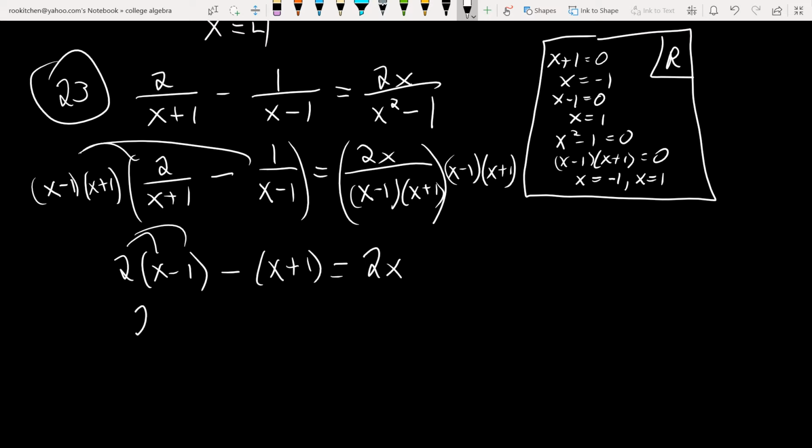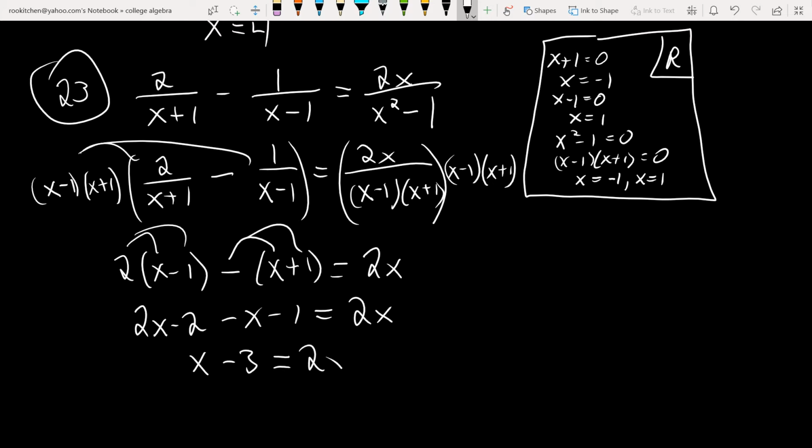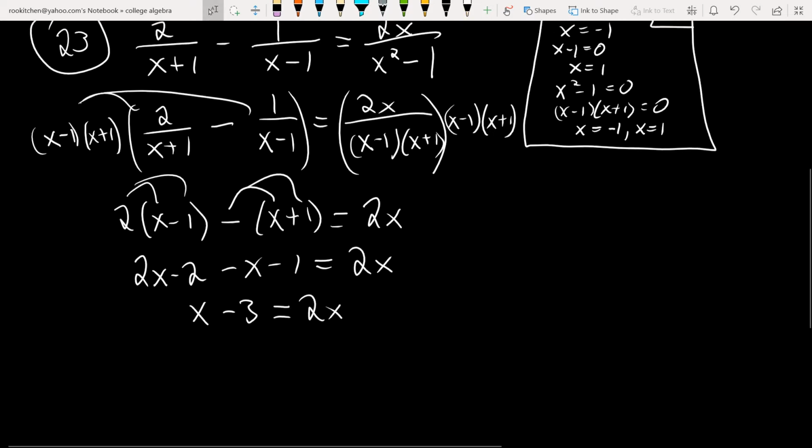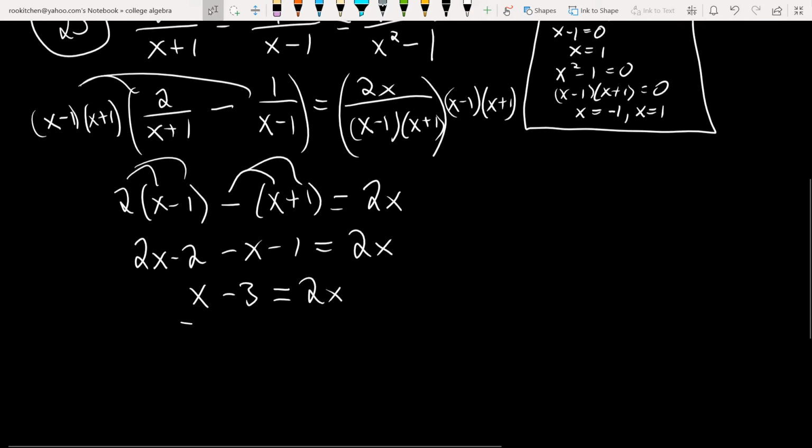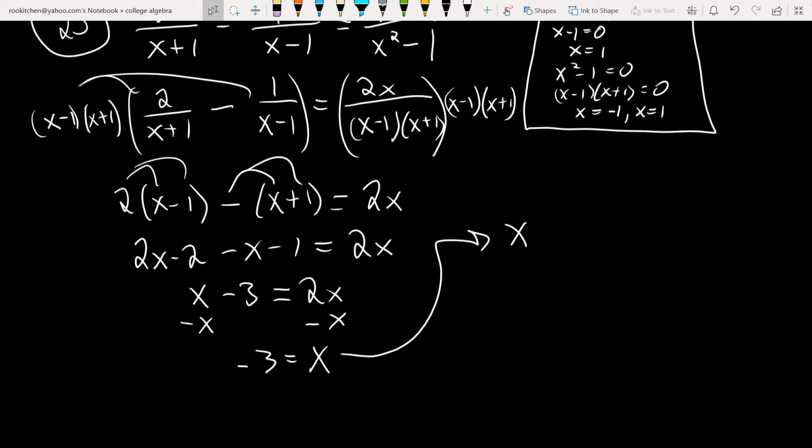Okay, so I need to distribute the 2, and here I need to distribute the negative 1. On the right-hand side is 2x. Combine like terms, 2x minus x is x. Negative 2 minus 1 is negative 3. 2x over here. Move the x, right? Collect all the x's on one side. So you get negative 3 equals, I guess just x. In other words, x is negative 3.